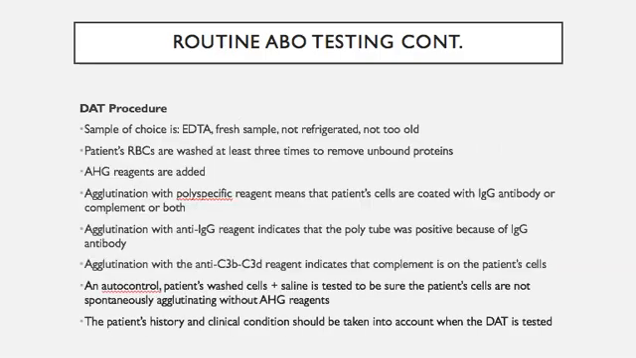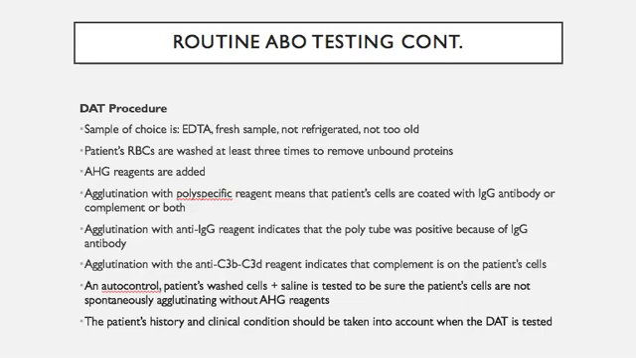Okay, so the DAT procedure. The patient sample that we're going to use is EDTA blood. We want a fresh sample from the patient. We don't want it to be refrigerated, and it can't be too old of a sample. So the patient's red cells are washed at least 3 times to remove any unbound proteins.